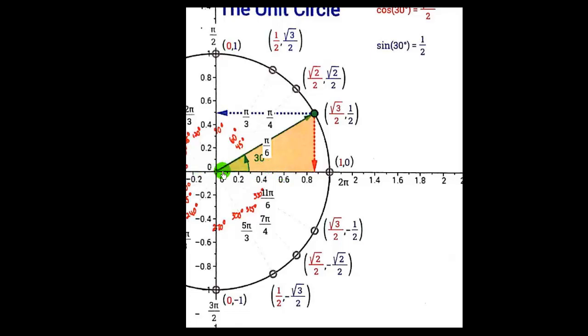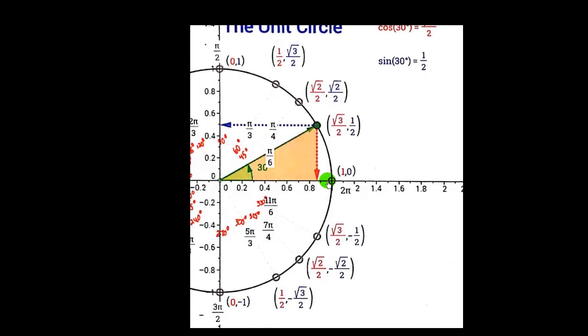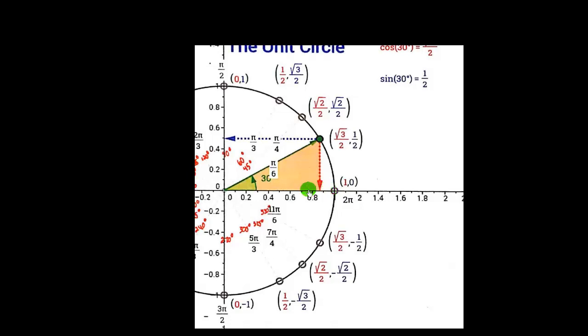So if I start from the right side of the x-axis and I move up 30 degrees, I form a right triangle, and this angle is obviously 30 degrees. We make a right angle where the x-coordinate meets the y-coordinate, and then where it meets the unit circle, that's a 60 degree angle. So we have a 30-degree angle here, 90-degree angle here, and a 60-degree angle here.